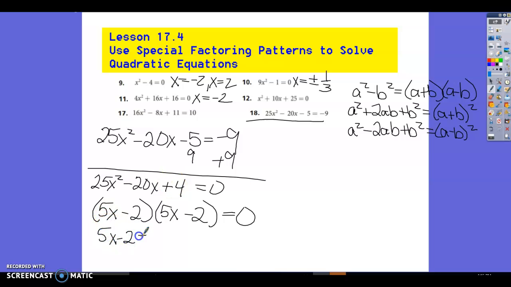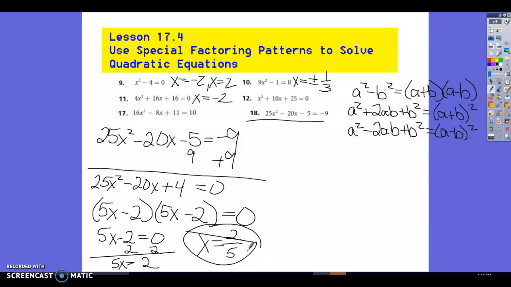Again, because this only has one unique solution, that means the vertex will fall on the x-axis. I don't know why that line went through there. Let me try that again. All right, so x equals 2 divided by 5. All right, so that's the last one here. x equals 2/5.